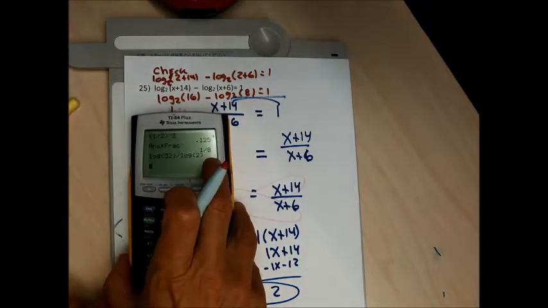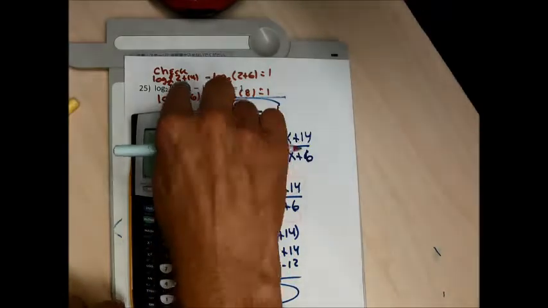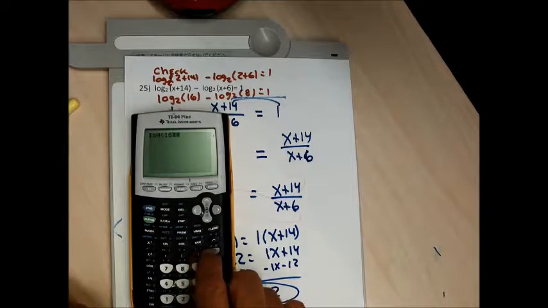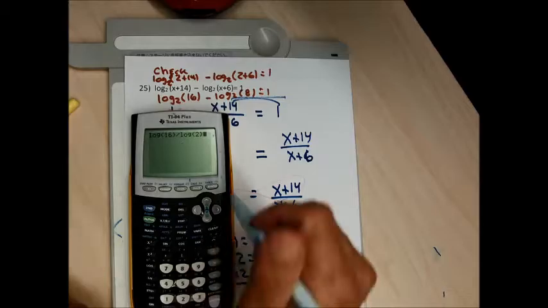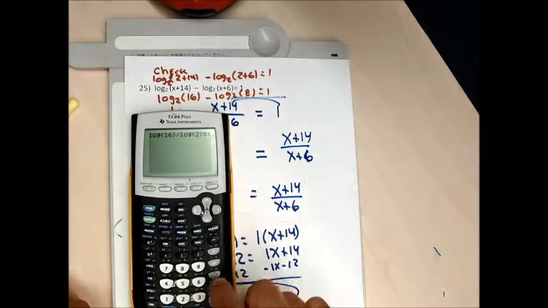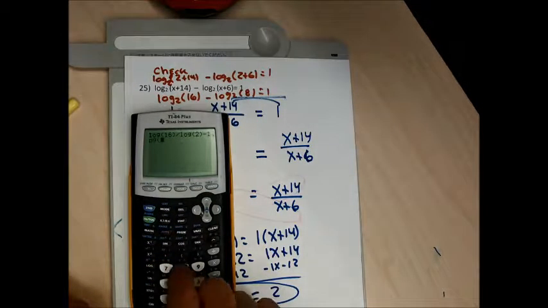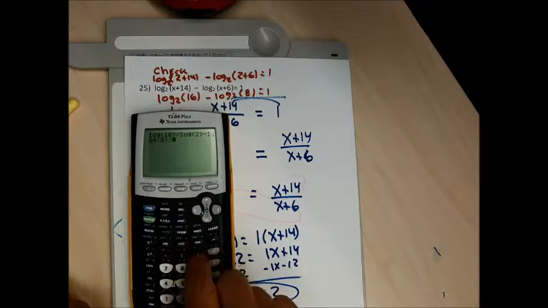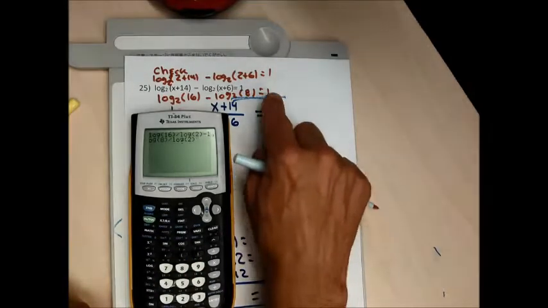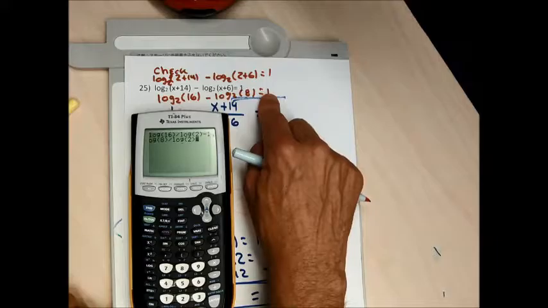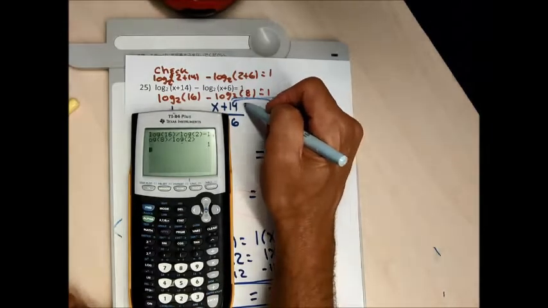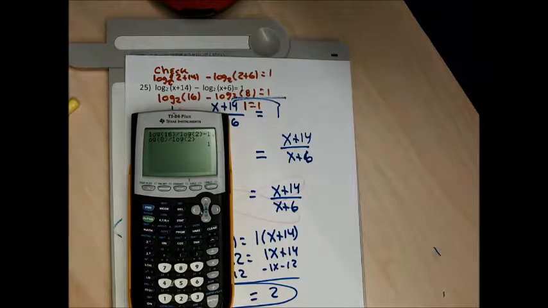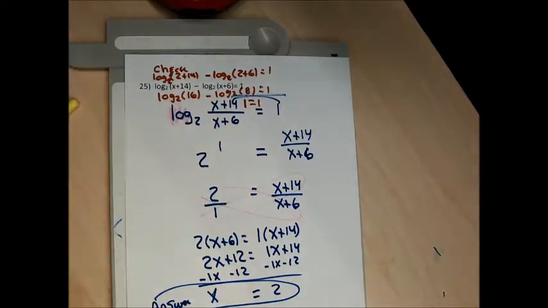So on my calculator for that, I should go first log. I go log of 16 divided by the log of 2. That's the first logarithm. Then I put the minus sign. The second logarithm, I do log of 8 divided by log of 2. When I hit enter, it better give me 1. If it doesn't give me a 1, I have a mistake. But it gives me the 1, so I know my answer is right. So my answer, x equal 2, is correct.